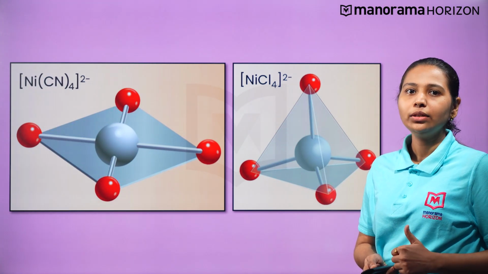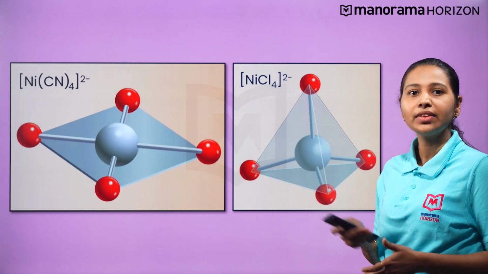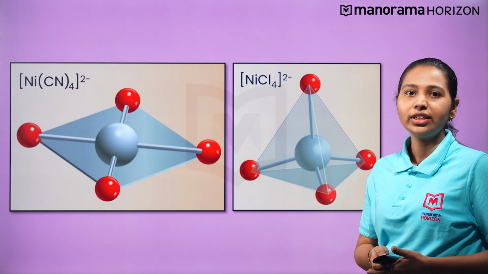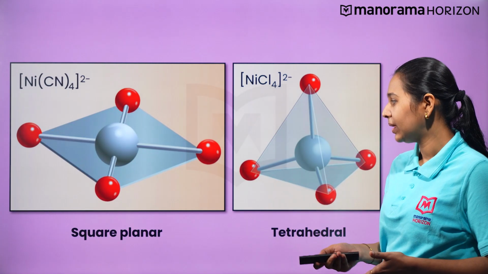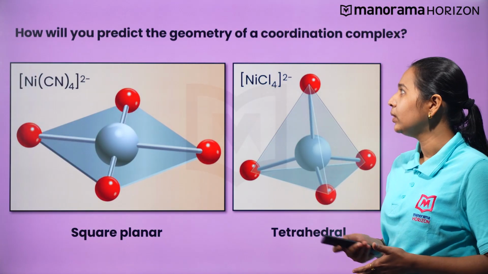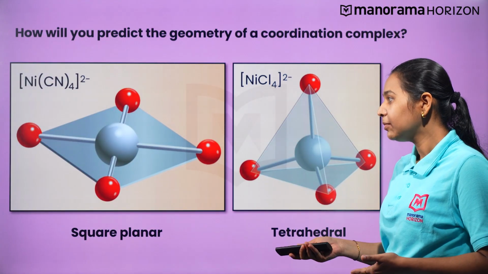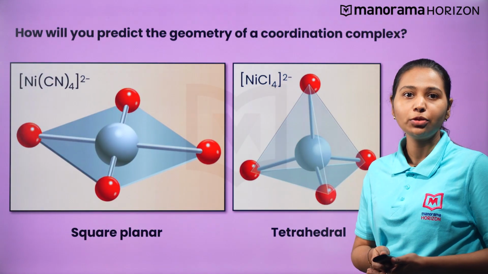these structures carefully. What did you observe? Here, I have shown two complexes. Both are tetra-coordinated. However, one is square planar, the other one is tetrahedral. My question is, how will you account for the different geometry of these two complexes? They have the same coordination, but they have different geometries.